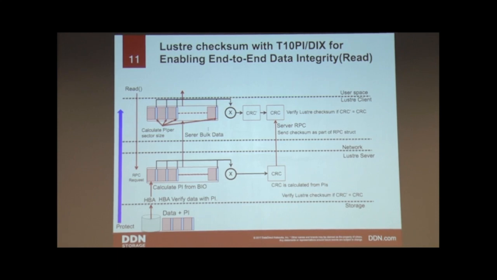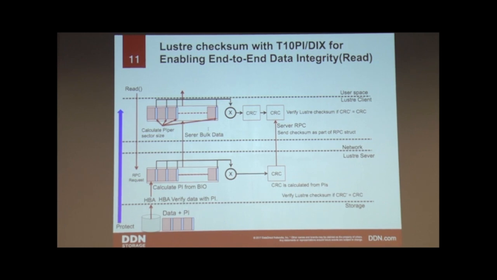So we have one RPC plus the T10-PI information. Then we also calculate the Lustre checksum based on the T10-PI checksum, and send it out to the client. Then the client also checks: the client recalculates the T10-PI checksum, and eventually the Lustre client calculates the Lustre checksum based on the T10-PI checksum. If the Lustre checksum matches, your application reads the data.